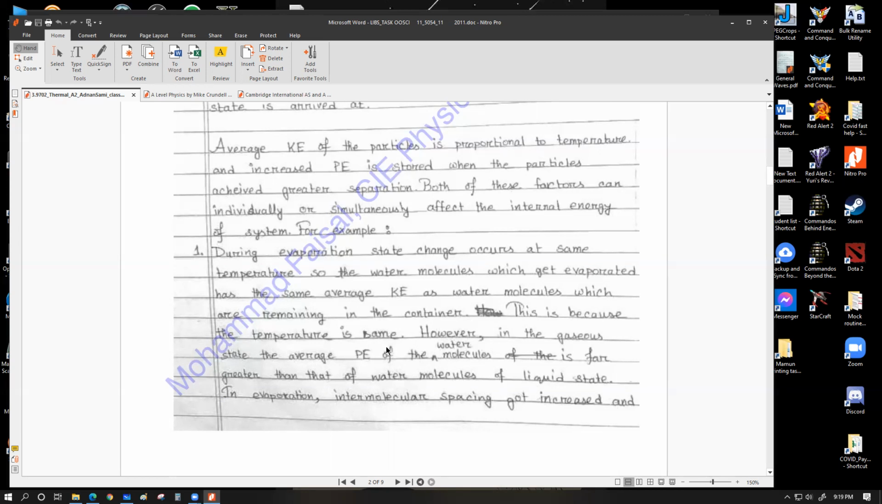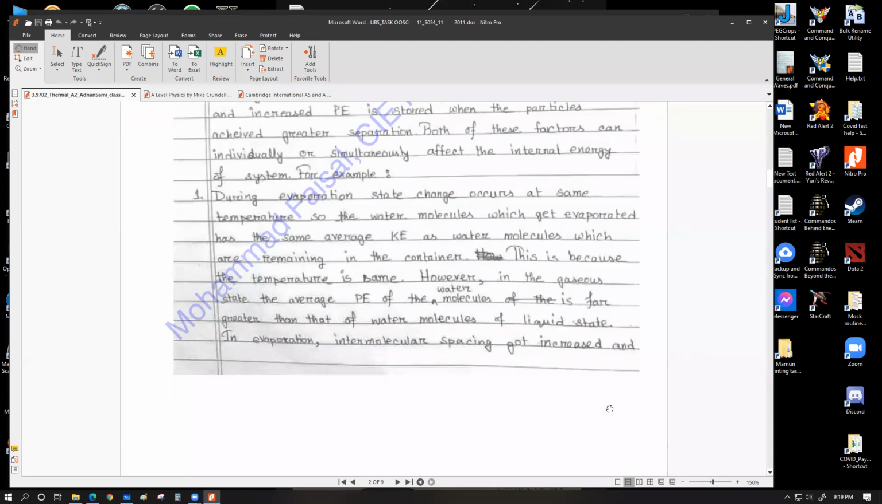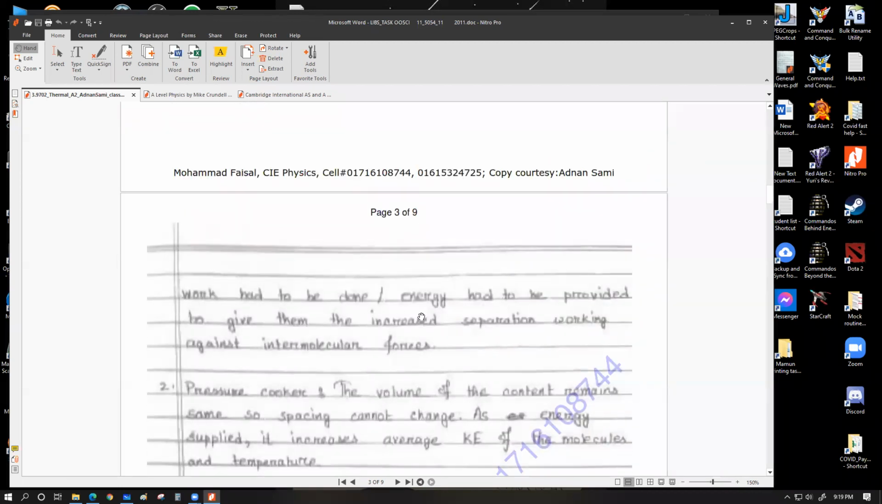Now, this is the part that you have to understand. When the state change is happening, the liquid particles and the evaporated gas particles, overall, they have the same temperature. We are talking about the ambient temperature, the temperature of the room. So this would mean the gaseous particles and the liquid particles would all have the same average kinetic energy. However, in the gaseous state, the average potential energy of the water molecules is far greater than that of the water molecules of the liquid state. In evaporation, intermolecular spacing got increased and work had to be done, or energy had to be provided, to give them the increased separation, working against intermolecular forces.